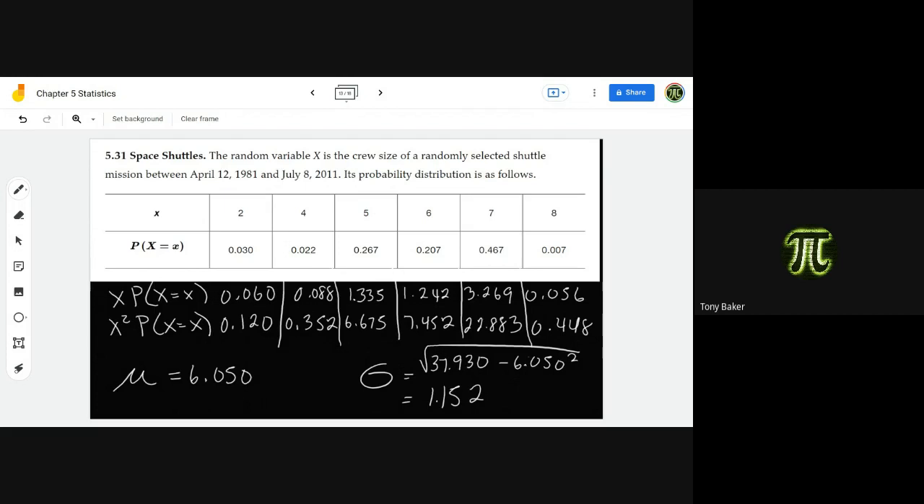This is why I have a team of 4 people underneath me now that are checking all the work in my books. That's what you do. All right. So that's the mean and that's the standard deviation.